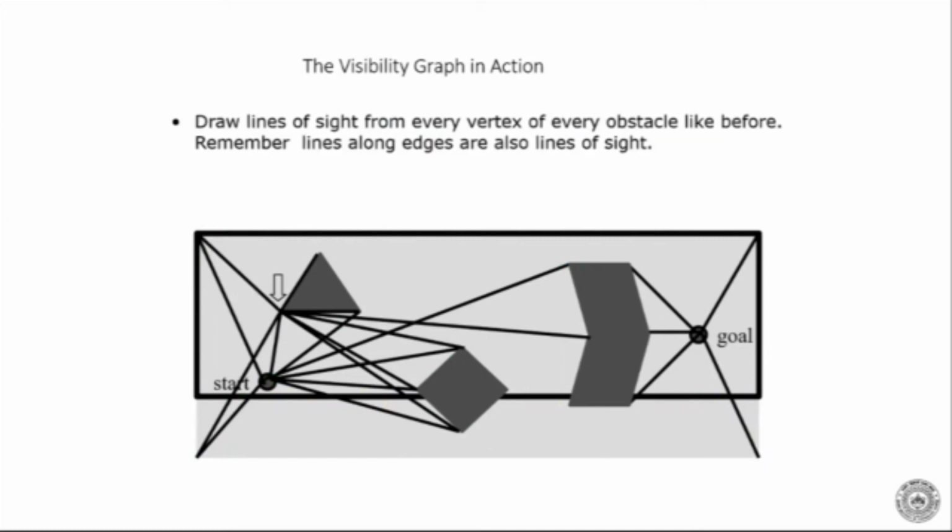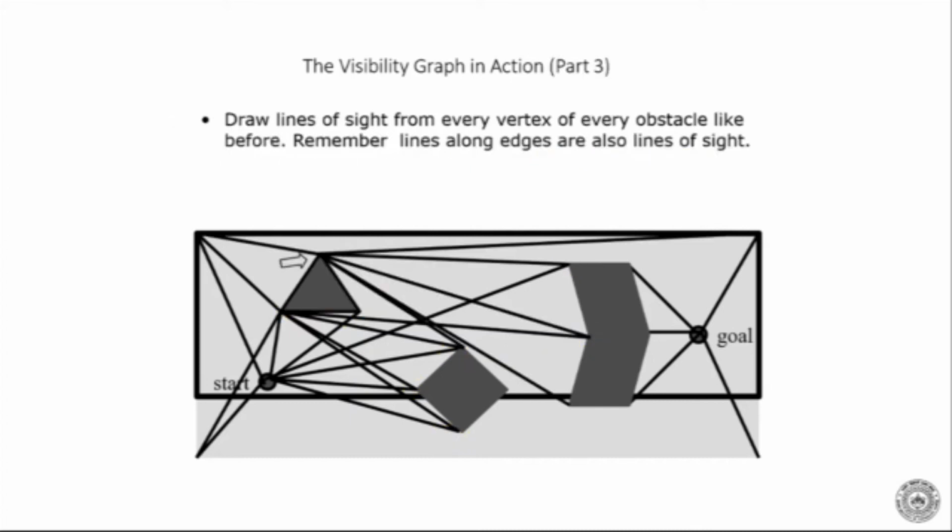Then we draw lines of sight from every vertex of every obstacle like before. Remember, lines along edges are also lines of sight. First you see which vertices you can see, then you go to that vertex, and what more can you see? Say from here, you can see this, that, that, this, this. So these vertices you can see, and you are also supposed to draw lines along the edges, so you can see this also. Now continue doing that: draw lines of sight from every vertex of every obstacle. Remember, lines along edges are also lines of sight.